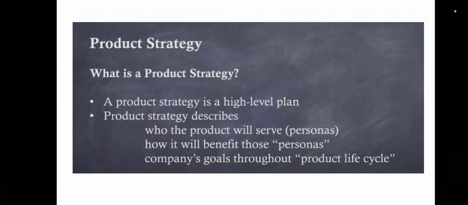Next, what are the strategies for a good product? Product strategy is a high level plan. It describes who the product benefits, who this product is targeted to, and what the benefit is to those persons. That is also included in the product strategy. Next, the final one: the company's goal and the product life cycle.